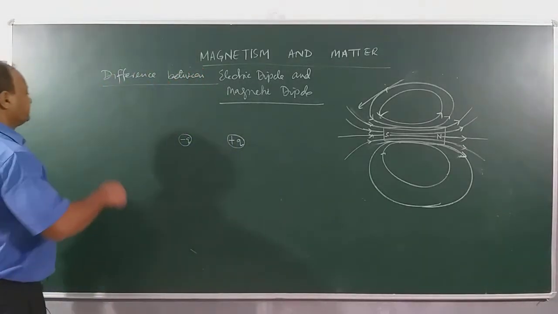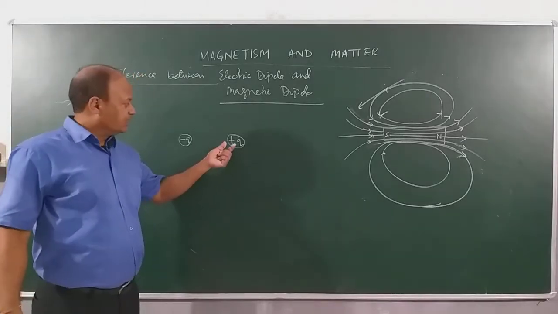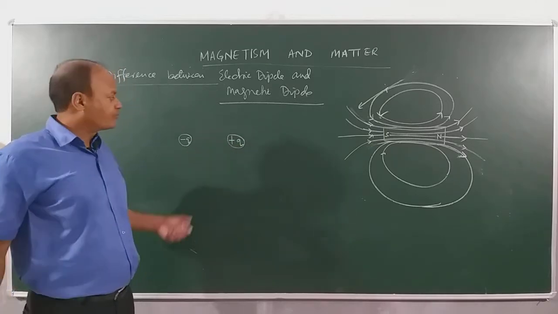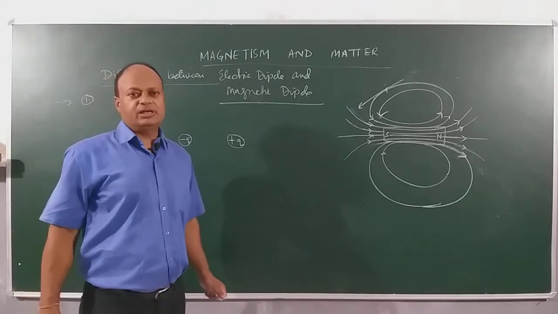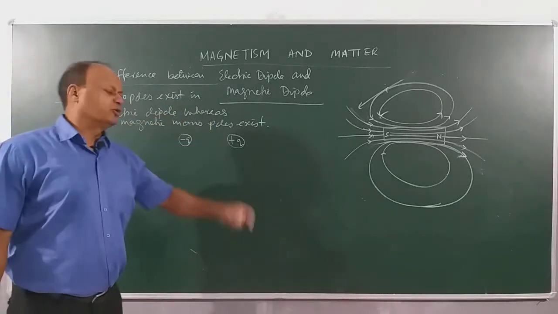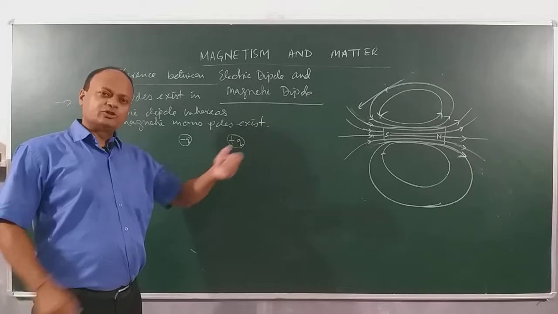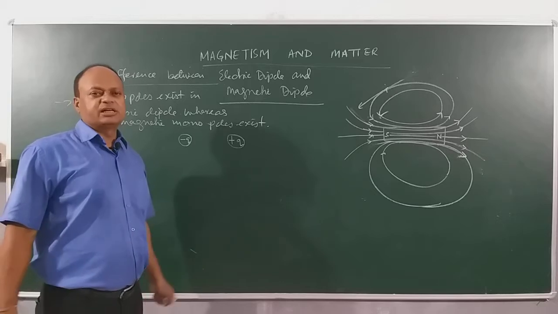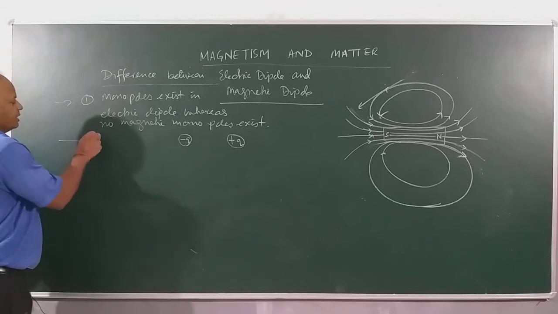So what is the first point? Here the first point is that an electric dipole has monopoles, like a plus charge and a minus charge. You can see it is already separate, whereas no monopoles exist in a magnetic dipole. Monopoles exist in an electric dipole, whereas no magnetic monopoles exist. Here we always have north and south poles. So go on breaking down even to the molecular size, but in this case we already have two separate charges, one is plus q and the second is minus q. Clear?